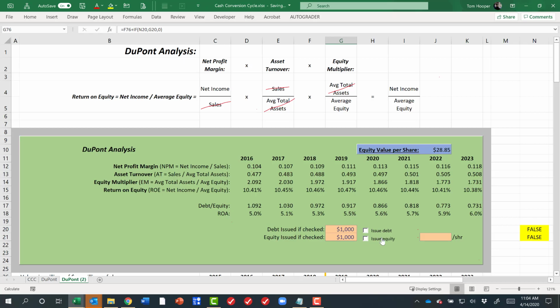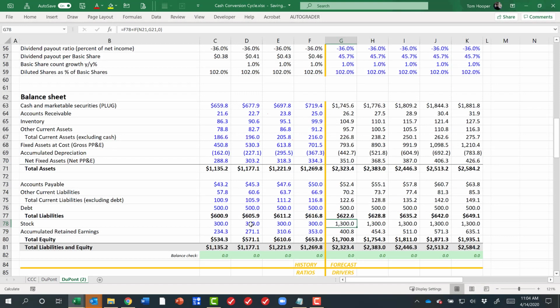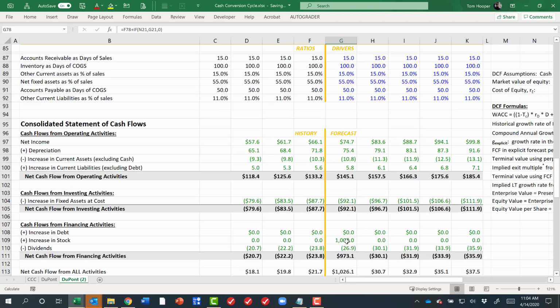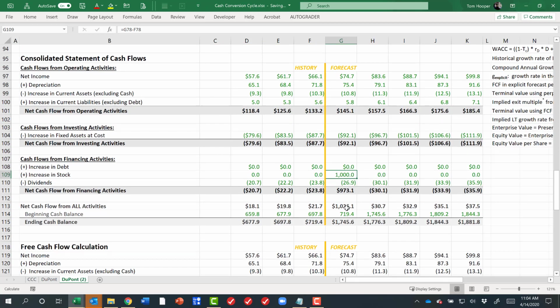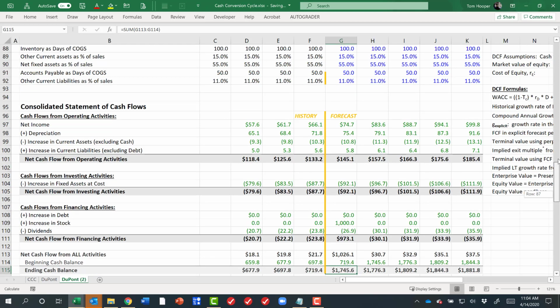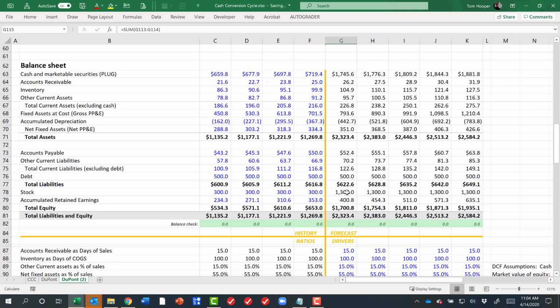If we increase equity, then we go from about 300 million in stock to 1.3 billion in our stock, and we see that change down here as well, the increase in stock of the $1 billion that we just issued, flowing through to the net cash flow and the ending cash balance and back up to the top of the balance sheet. So the answer to the question of what do we do to keep the model in balance if we manually increase the stock is nothing.